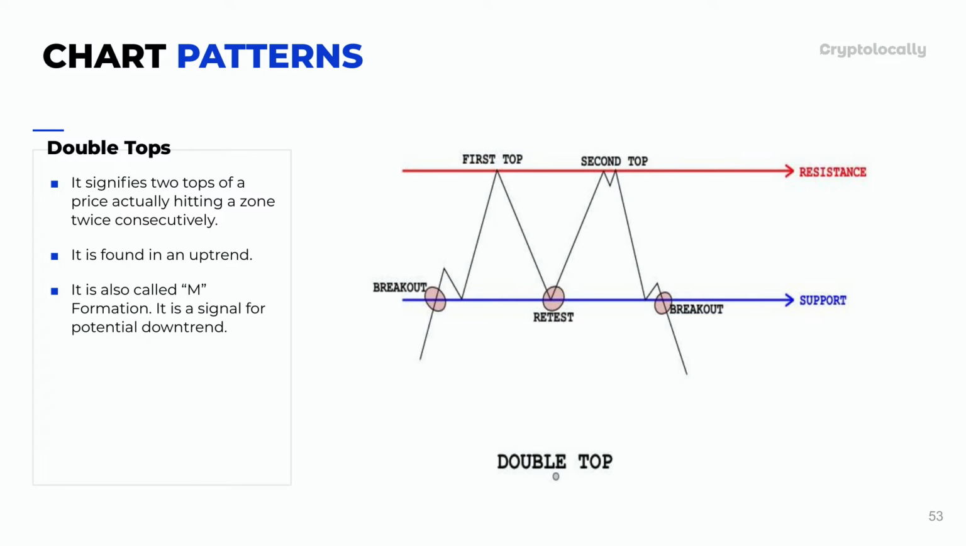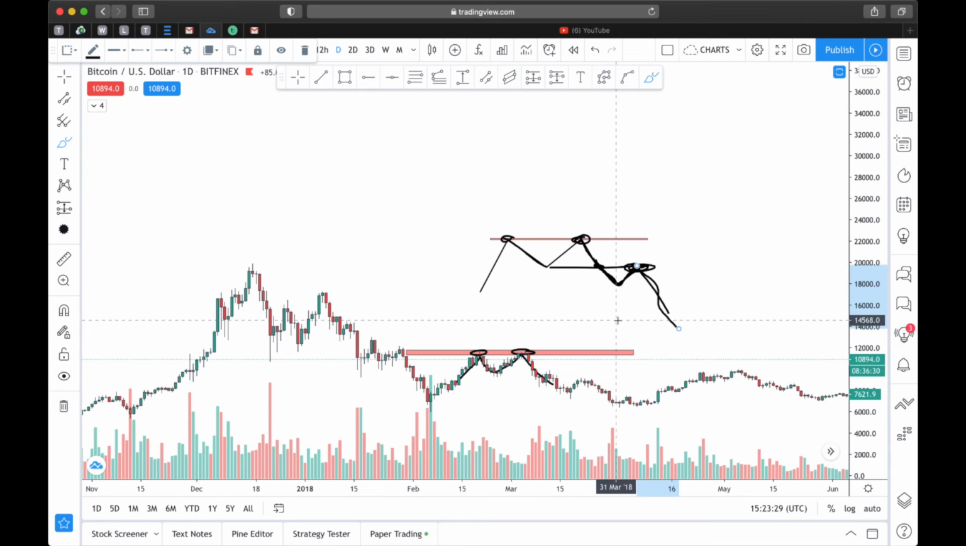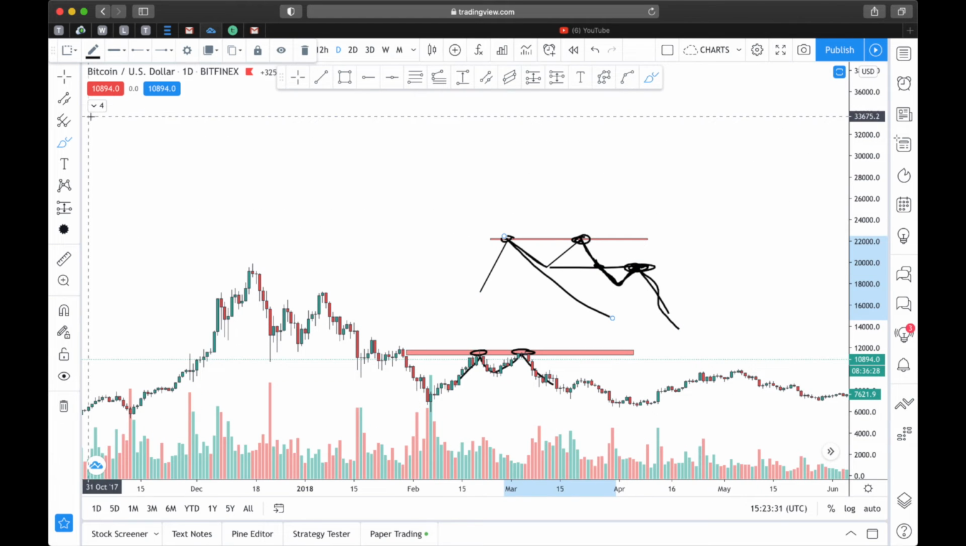Once there's a breakout of this region, there's going to be a retest, which will give you another opportunity to take a short trade in the market. So double top signifies a downtrend in the market. So that's all you need to know about double top. It's just a shape that you need to recognize in the chart. Do you understand now? Let's clear this up.